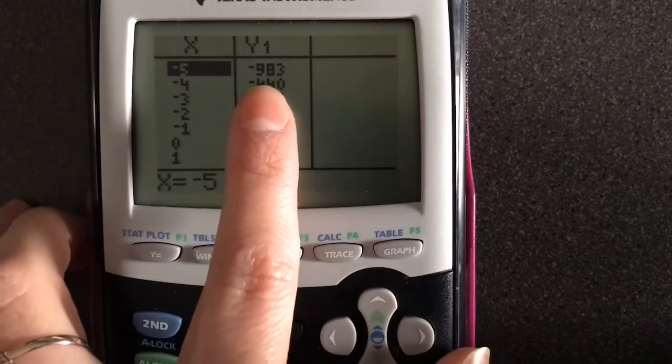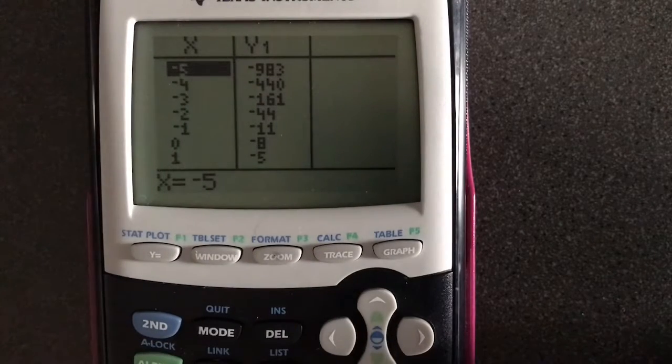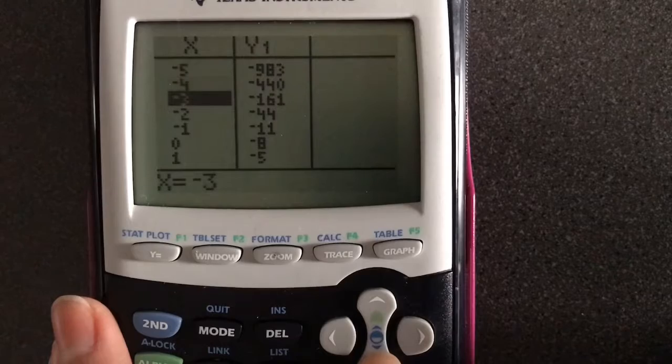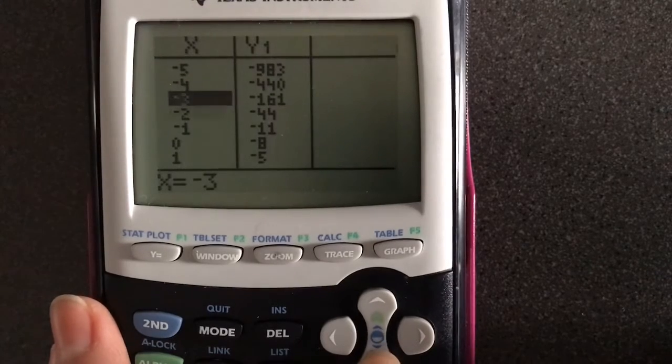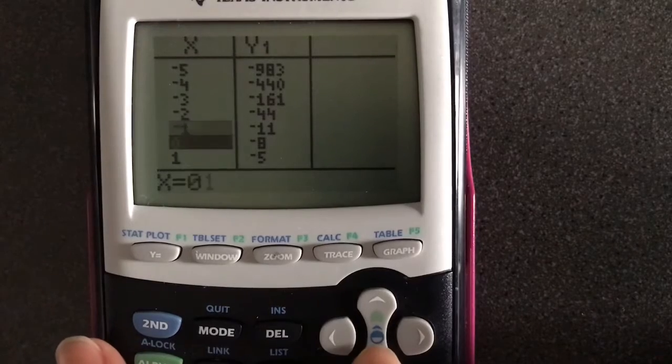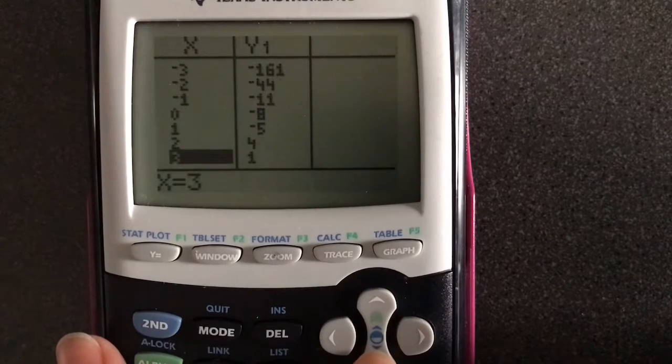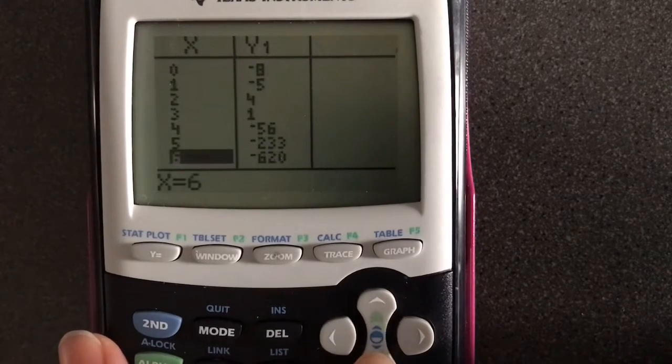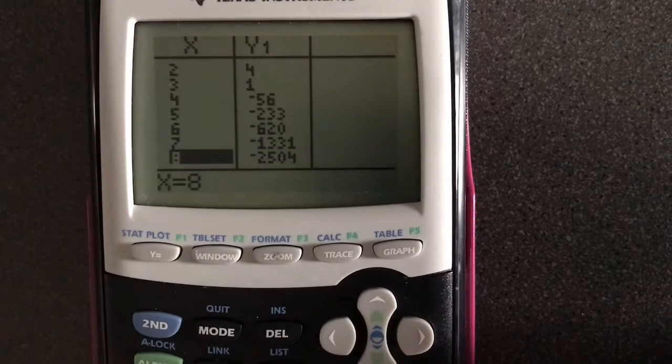So just at -5, we have -983. This function is going to be huge. And then notice as we get closer to -3, -2, -1, our y-coordinates are looking a little more reasonable. Now, remember, with our end behavior, we expect it to go to -infinity as we go off to the left and the right. And yep, that is for sure happening the farther left and right we get.